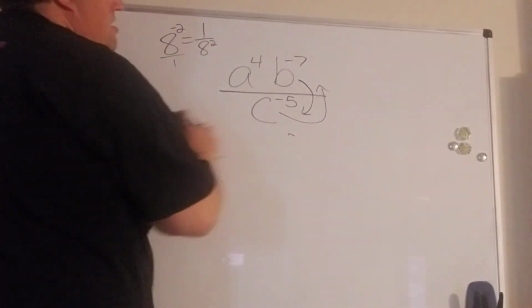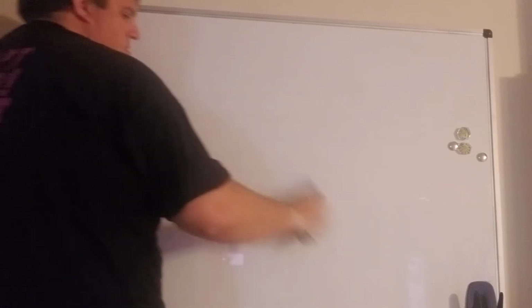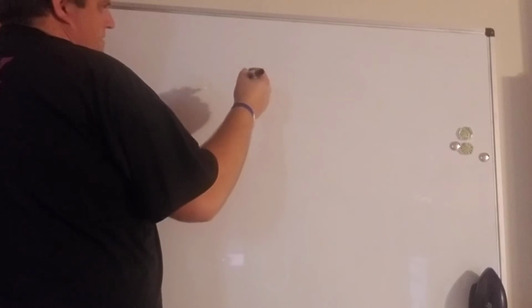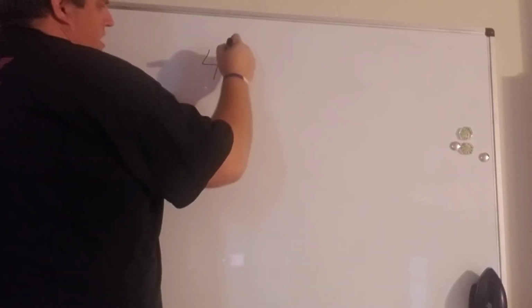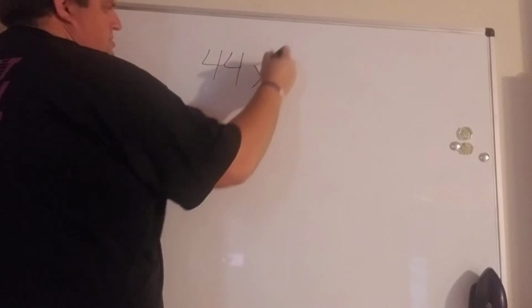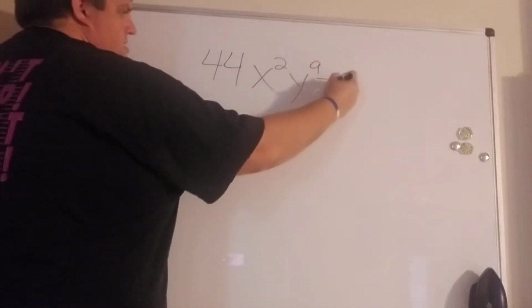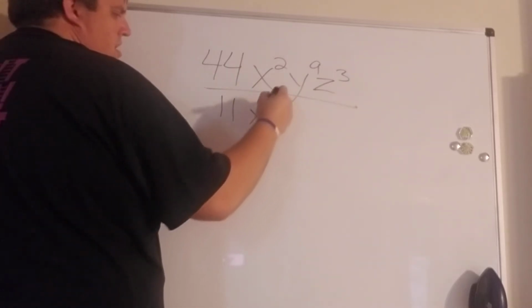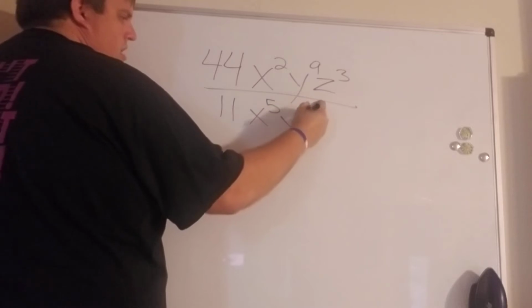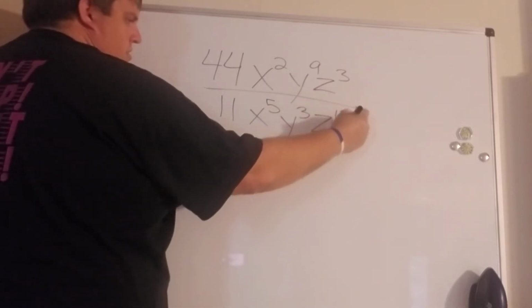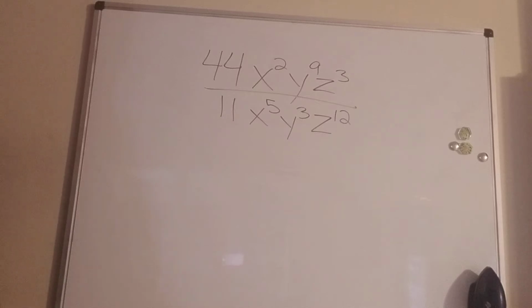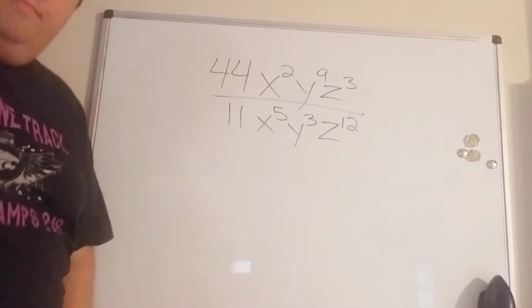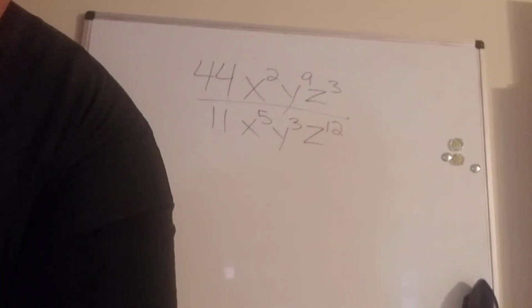Okay, cool. What about if I did some division rule? Let's say we have 44 x squared y to the 9th z to the 3rd over 11 x to the 5th y cubed z to the 12th. So this just looks like any other division rule problem that we did the other day, right? Yeah, you guys can see that okay, right?